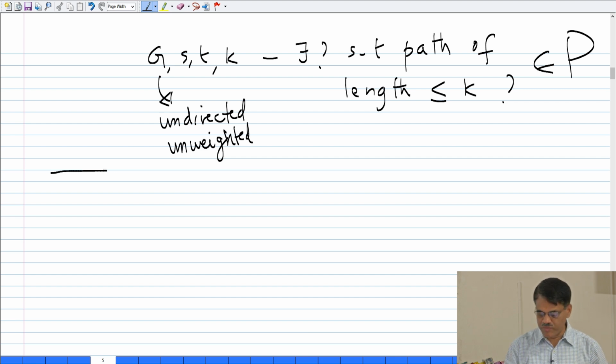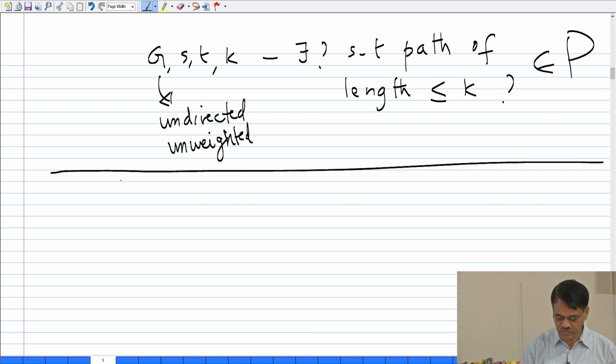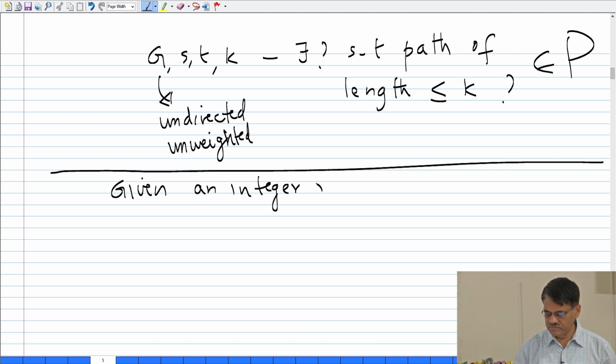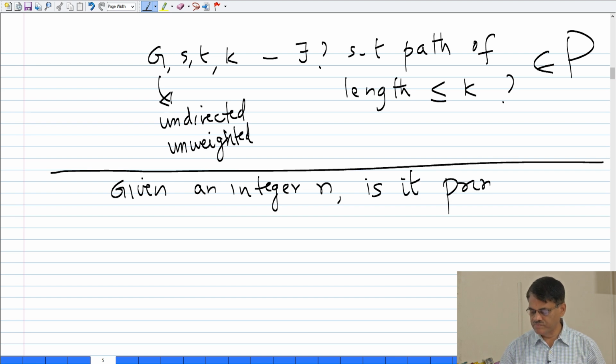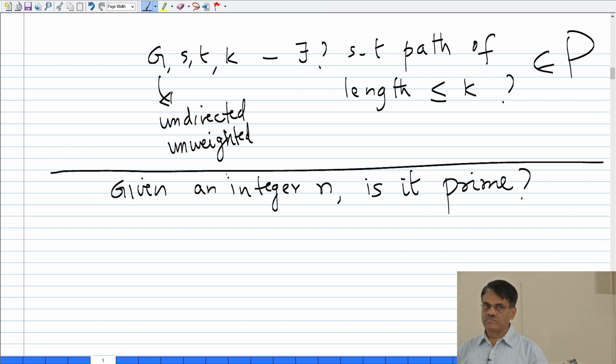So let us look at the following problem. Very simple problem: given an integer n, is it prime? Given an integer n, is the number prime? Can you give me a simple algorithm for this? You know what a prime number is. So what would be a simple algorithm for this?